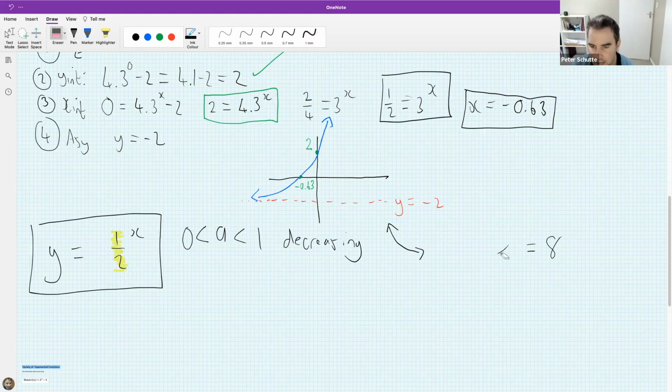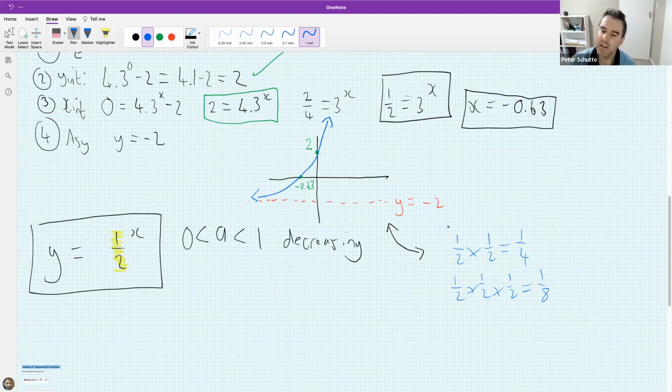But something different happens if I multiply a half by itself. If I go a half times a half, I get a quarter. And if I go a half times a half times a half, I get an eighth, which is actually smaller. And so what this function says is that as x gets bigger, the value of the graph actually gets smaller, which is a bit weird. So what I'm saying is, in this function, the rule says take a half as the base and raise it to the power of x.